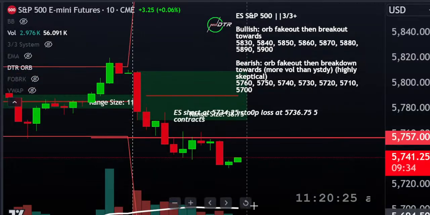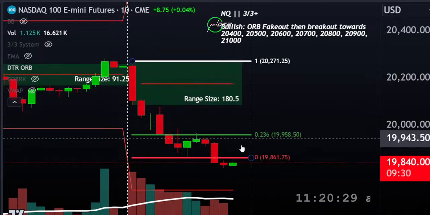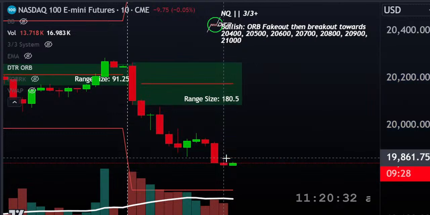So down about 1,200 on the day. Now, one more shot in me here, potentially. It's 11:20. Fuck me.